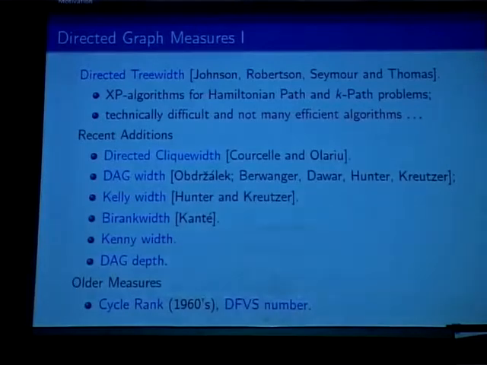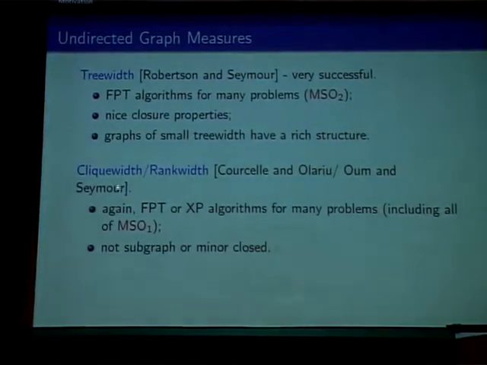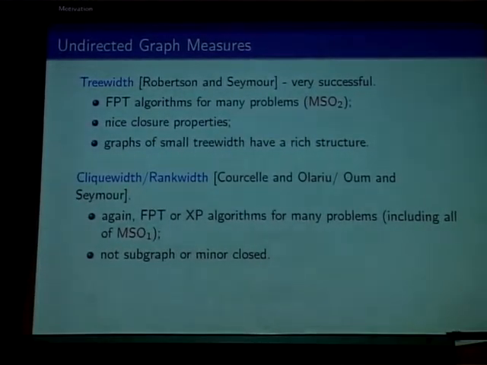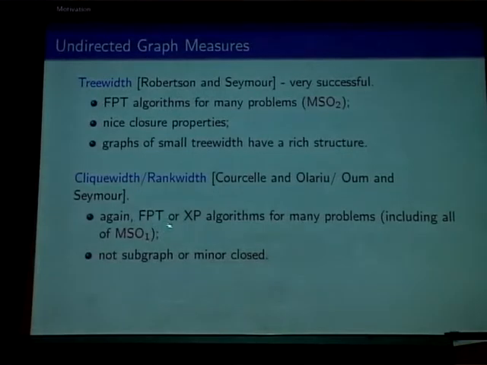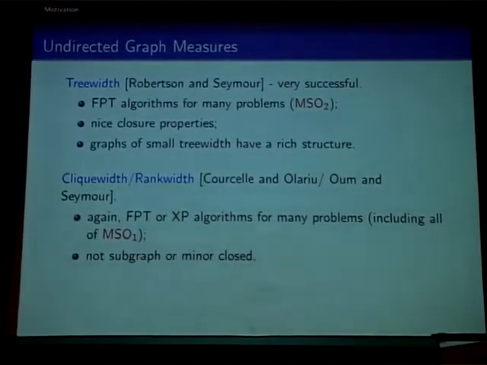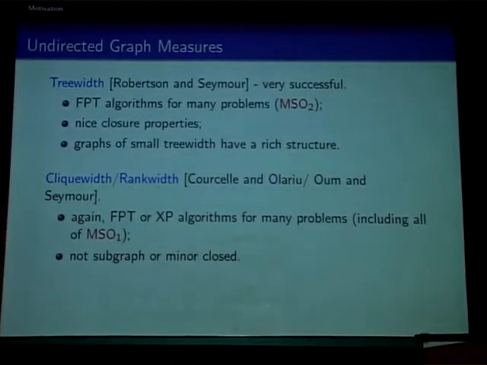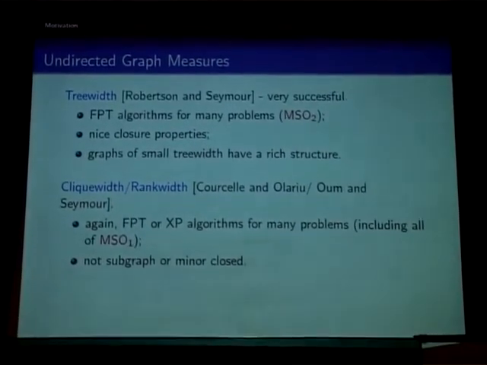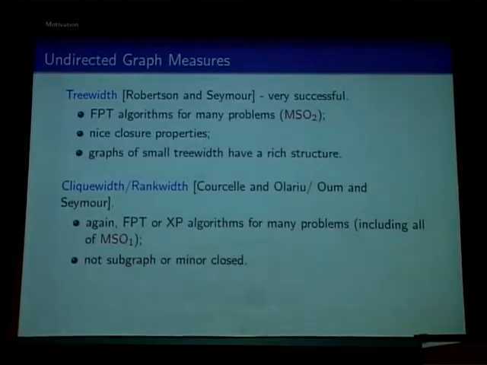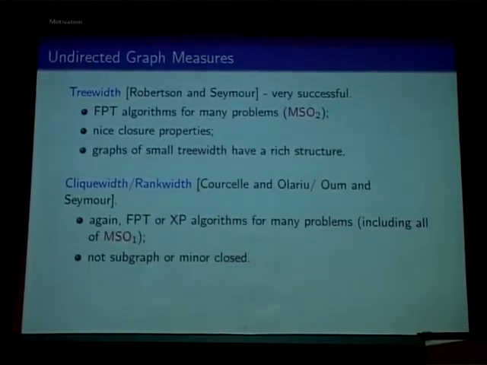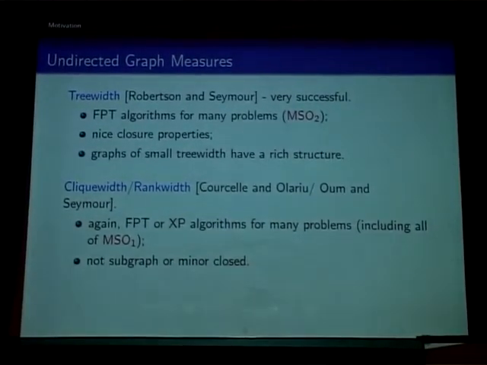Along with tree width, you have these other width measures, clique width and rank width. They also share this property with tree width that you can solve a large class of problems in either FPT or XP time. In the case of rank width and clique width, it's MSO1, but in the case of tree width, it's the whole of MSO. So for undirected graphs, you have a few good width measures, good in the sense that they admit efficient algorithms for a large class of problems.